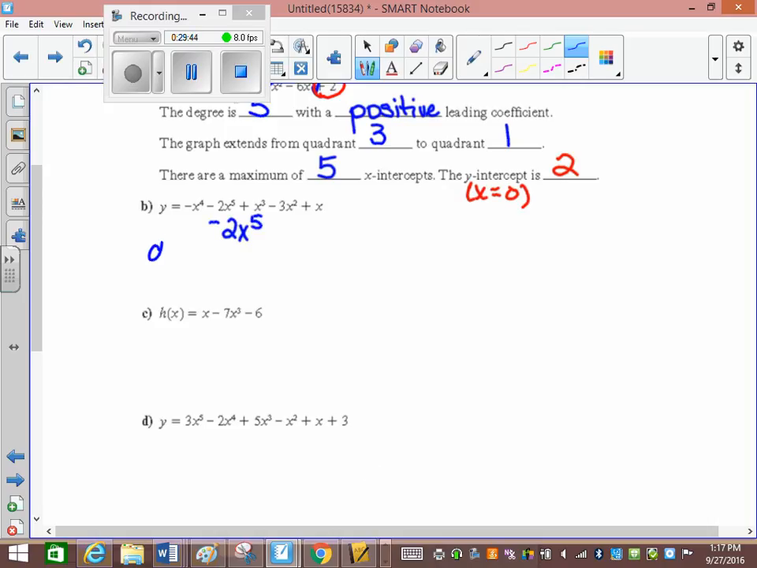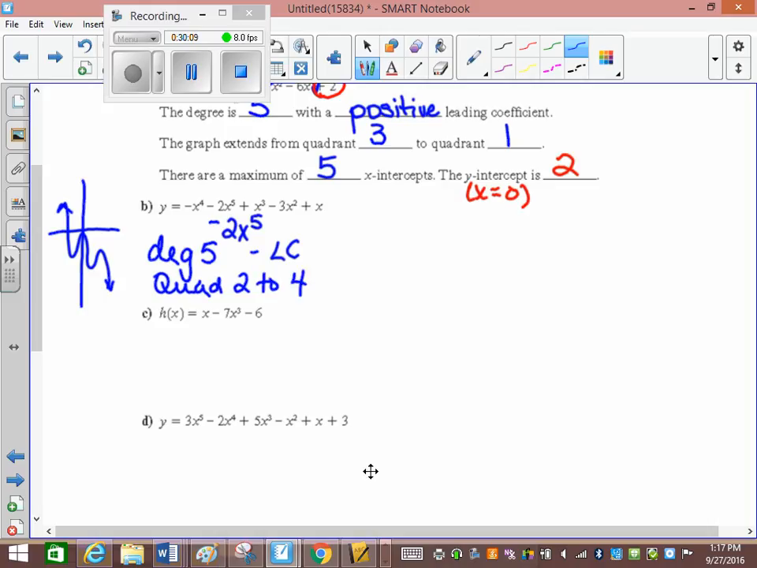So this is degree 5, negative leading coefficient. So if it's negative, it ends negatively, just like before, because it's degree 5, it ends positively on the left. It's going to extend from quadrant 2 to 4. The maximum number of x-intercepts is 5 again.